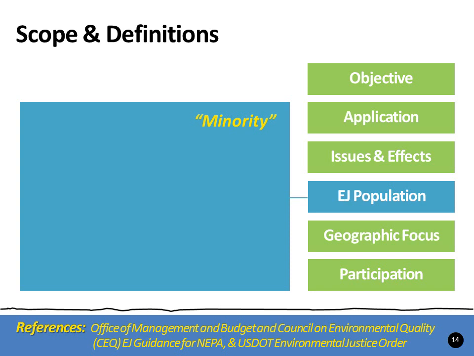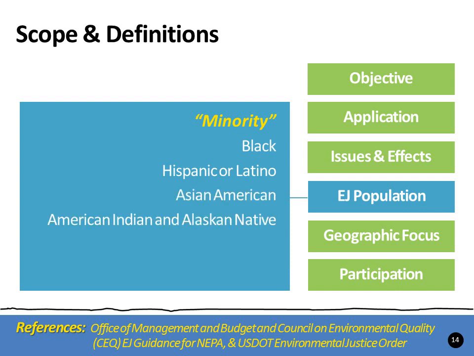We know from our review of the Environmental Justice Executive Order that the focus of environmental justice is minority populations and low-income populations, but we also need to know how these populations are defined in the context of the order. The DOT order for environmental justice provides specific definitions. 4 racial groups and 1 ethnicity are included in the definition for minority, including Black, Hispanic or Latino, Asian American, American Indian and Alaska Native, and Native Hawaiian or other Pacific Islander.